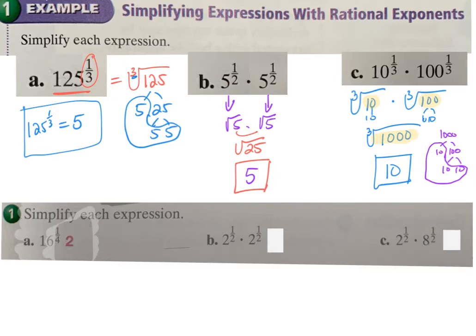All right. 2 to the 1/2 times 2 to the 1/2. When you do that one, what should you have gotten there? 2 as well. All right. And then 2 to the 1/2 and 8 to the 1/2. When you multiply those, you would get the square root of 16, right? Square root of 16. And so what should your answer have been here? 4.